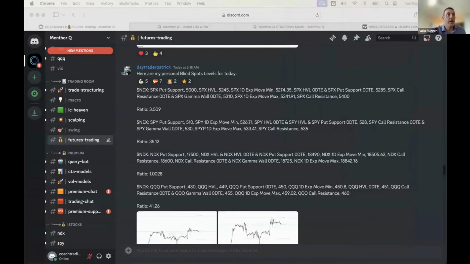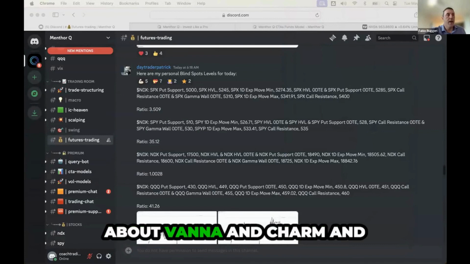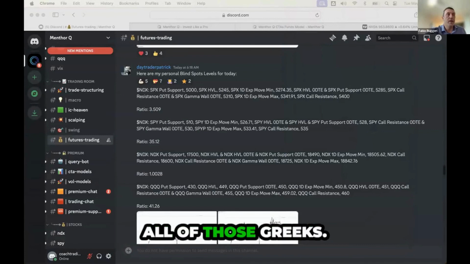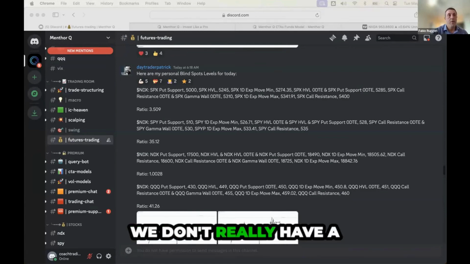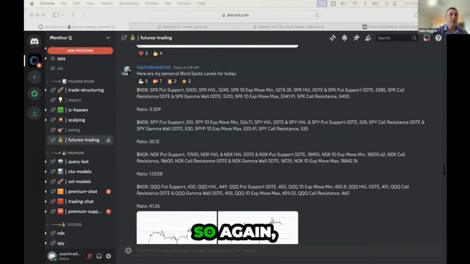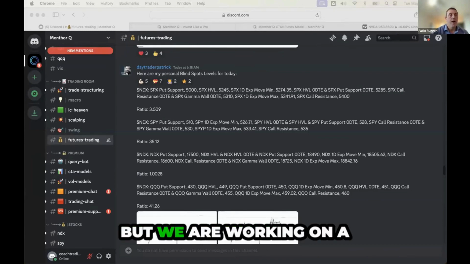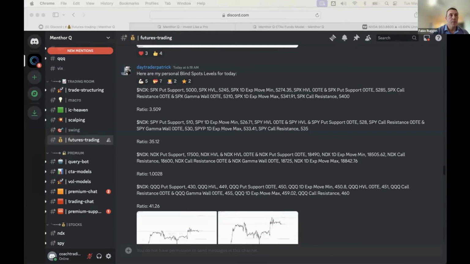Yeah, so there's a lot of talk about vanna and charm and all of those Greeks, and we are working on models. We are working on building vanna and charm models. Right now, we don't really have a vanna model per se, but we are looking into building one. Again, we are looking right now at gamma and delta mostly, and theta of course, but we are working on a vanna model as well.